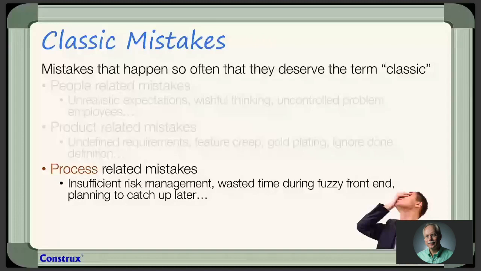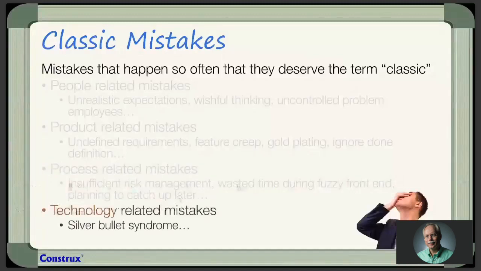Planning to catch up later is another interesting process mistake. I see this still on my Agile projects. They have this long backlog, the deadline's set, but the deadline is set because Agile lets us do that. But we keep thinking we get all this backlog, and it's like, oh, we'll catch up later. No, catching up later doesn't happen. And finally, the fourth category is technology-related mistakes.